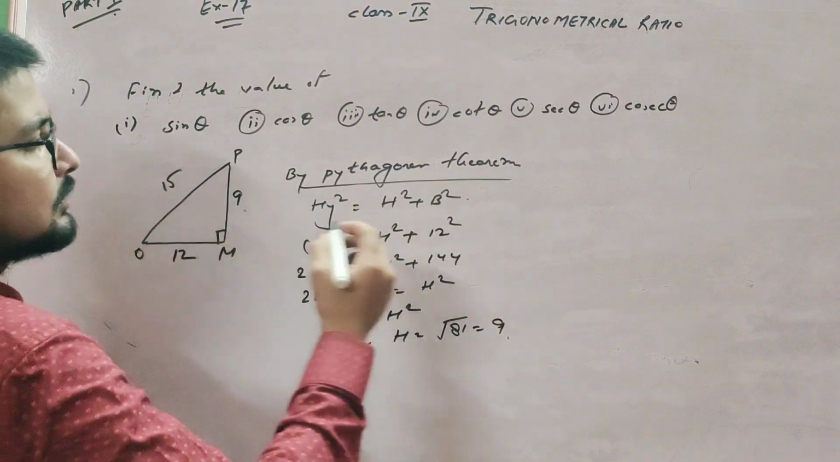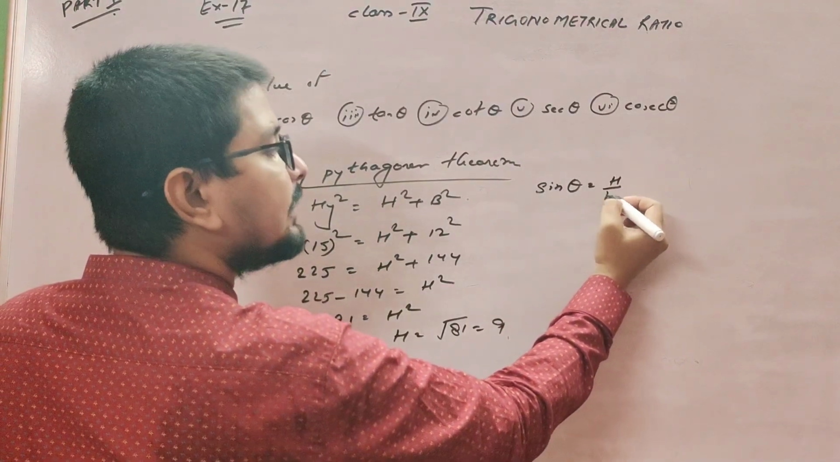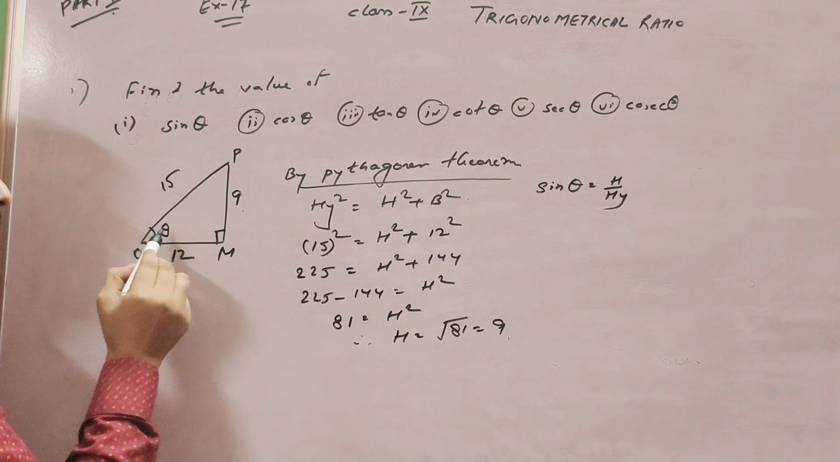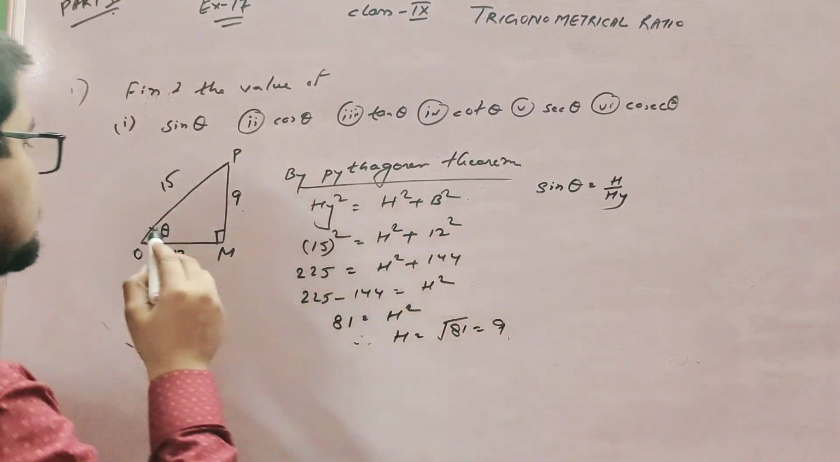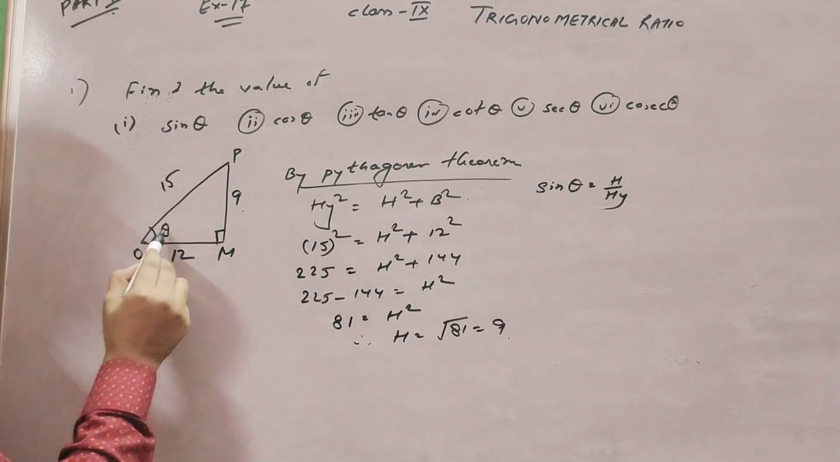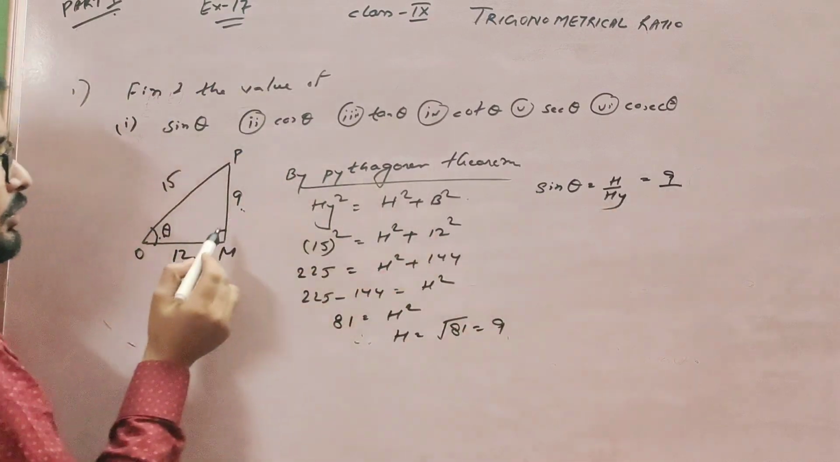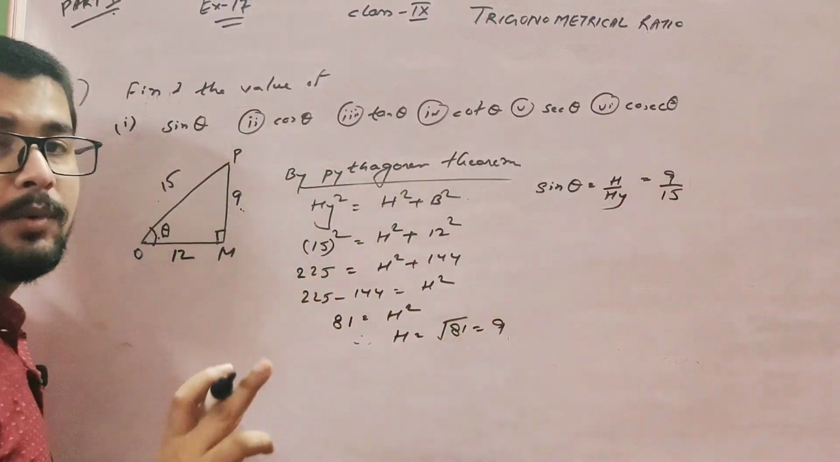Then the first question is about sin theta. We know that sin theta is height by hypotenuse. So this is your angle here. I think it is mentioned here that this is your angle. So the opposite of the angle is height, that is 9, and the hypotenuse given here is 15. So sin theta is 9 upon 15. Done.